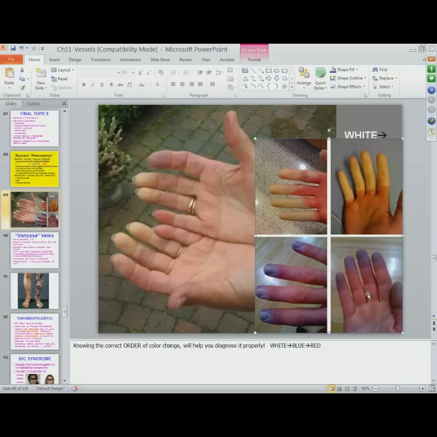I never have, except for this Googled picture. But if you ever see something like that, it should be a knee-jerk diagnosis.